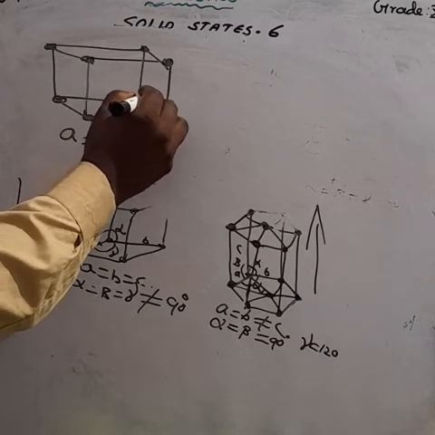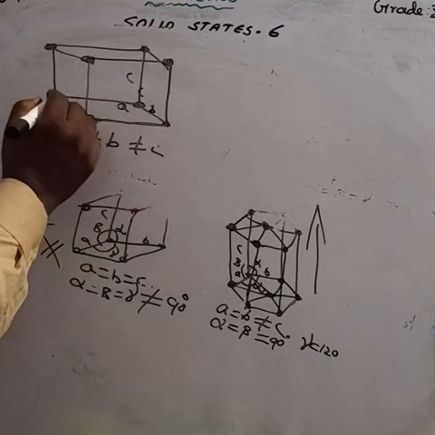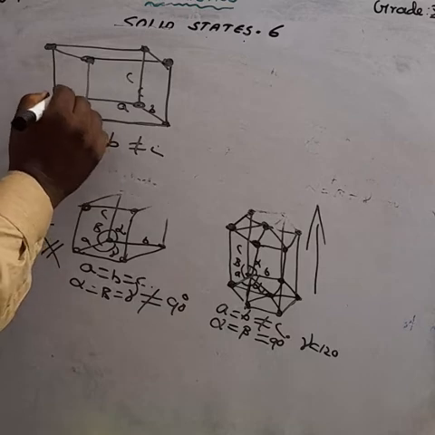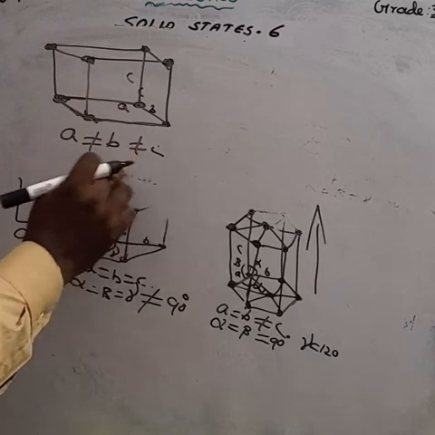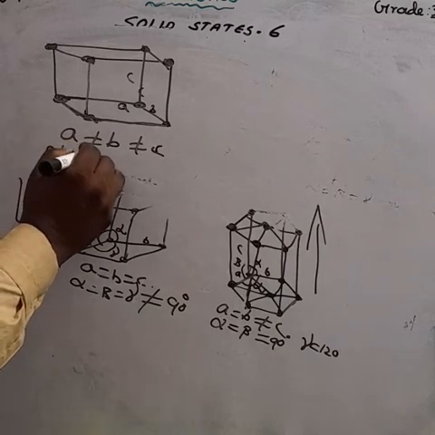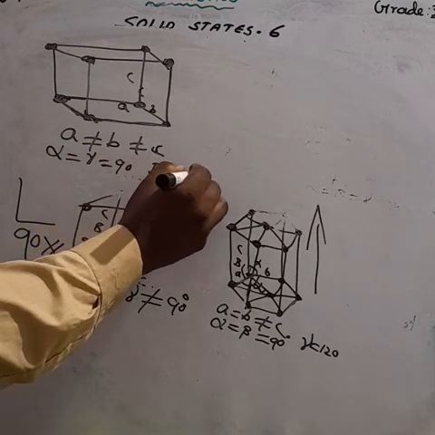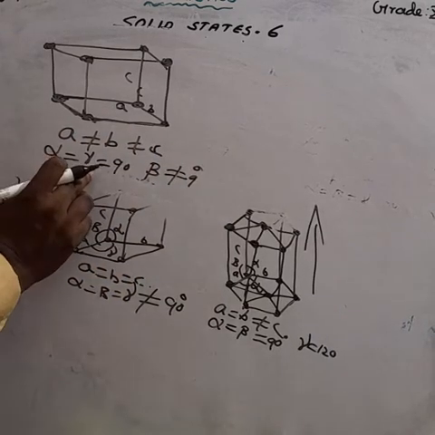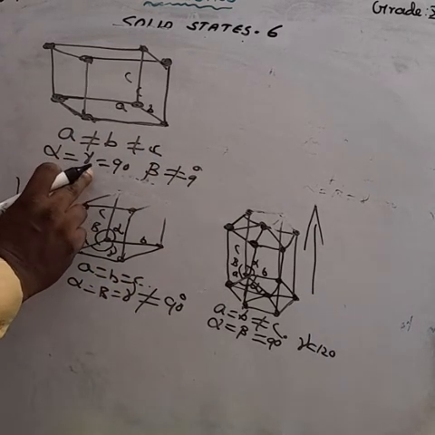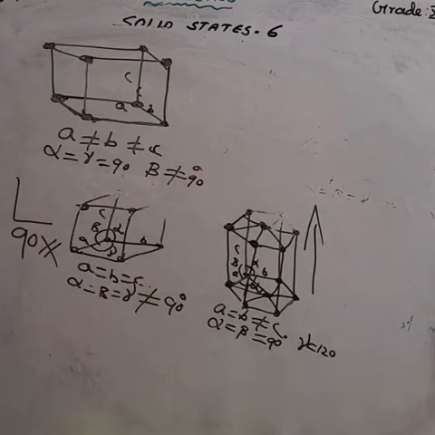First I am drawing. A is not equal to B, B is not equal to C. Alpha is equal to gamma is equal to 90 degree. Here beta is not equal to 90 degree. Alpha is equal to gamma is equal to 90 degree. Beta is not equal to 90 degree. That is about the monoclinic.